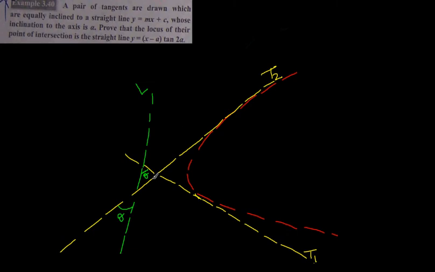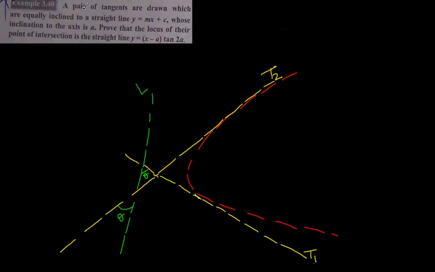There's no confusion here. We can have two tangents on a parabola in such a way that these two tangents will make equal angles through line L. Now my question will start here.